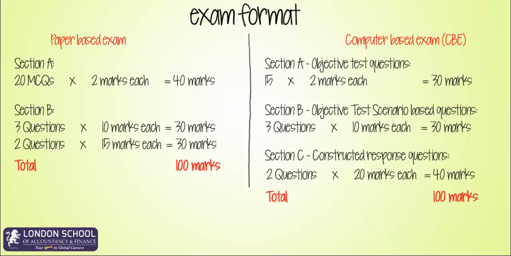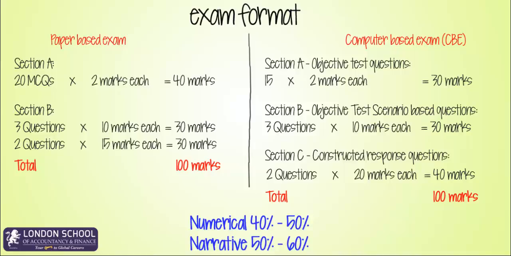Now I want to point out that most of the students actually like calculations. They don't really focus on the narrative part of the syllabus. So in F5 you're going to get maximum 50% numerical or calculations. So your calculations are going to be around 40 to 50% of the total exam, and your narrative is going to be at least from 50% to 60% of the total exam.